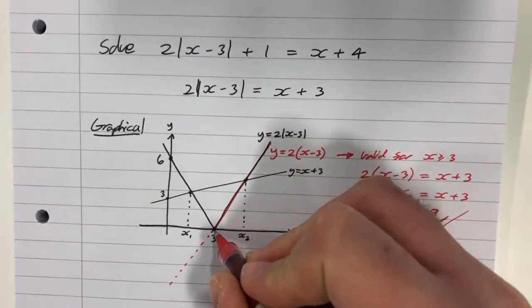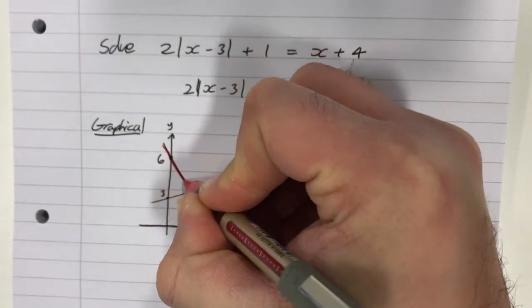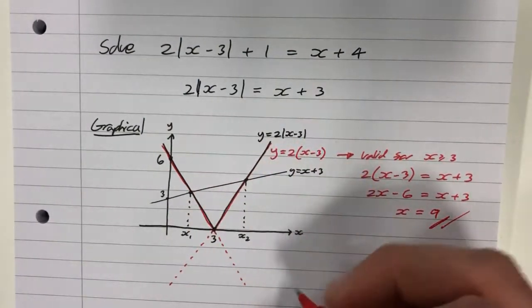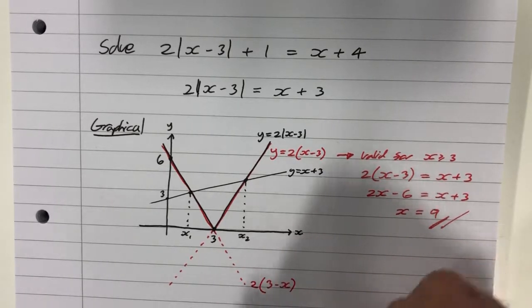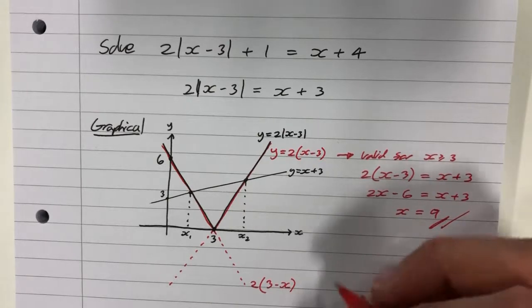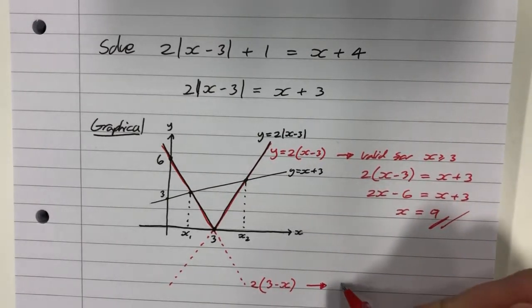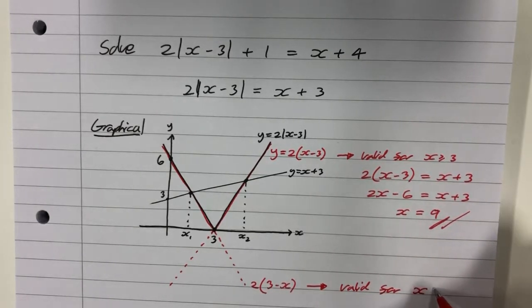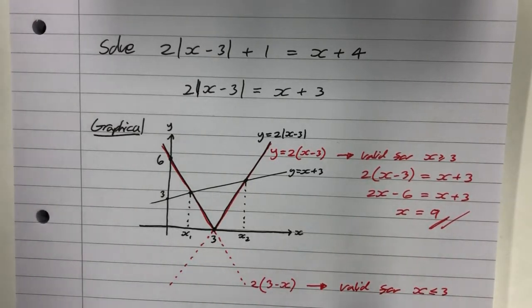We can do the same thing then to this side. So what is the equation of this line? Well, this line here is going to have the same equation, except the mod bracket is going to be negative. So instead of x minus 3, it's actually 3 minus x, or minus x minus 3, if you like. So again, we state what range of x this is valid for. So this is valid for x is less than or equal to 3 this time. Okay, it's downwards. And this should enable us to find x1.